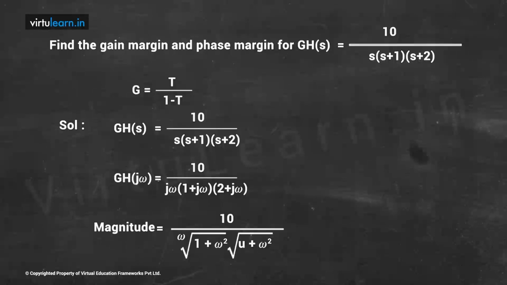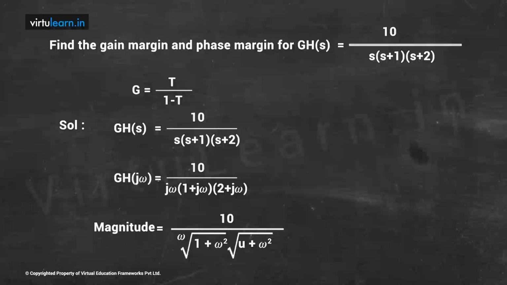So to find the gain margin and phase margin, we want the open loop transfer function GH of S, or only G of S if it is unity feedback. That transfer function is given to us. First of all, I want to find the gain margin. To find the gain margin, we have to find omega PC. So first take GH of S, which is 10 by S into S plus 1 into S plus 2. Substitute S is equal to J omega.